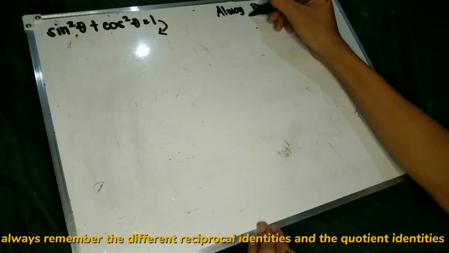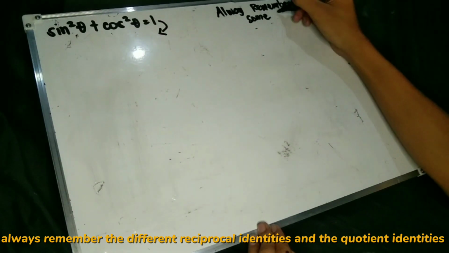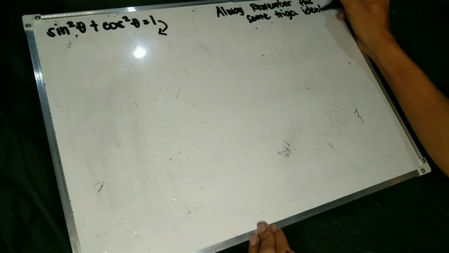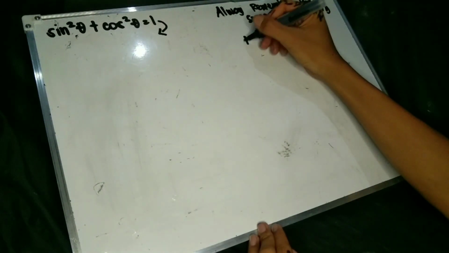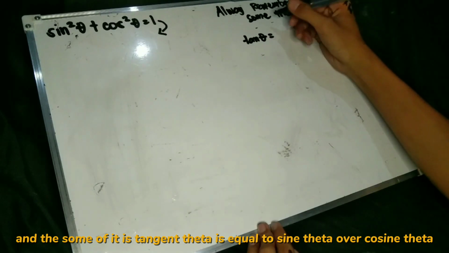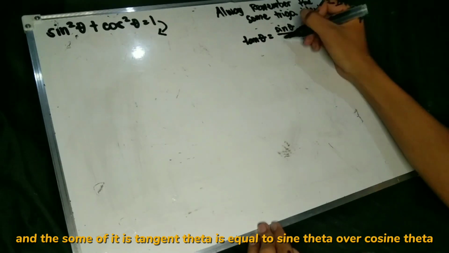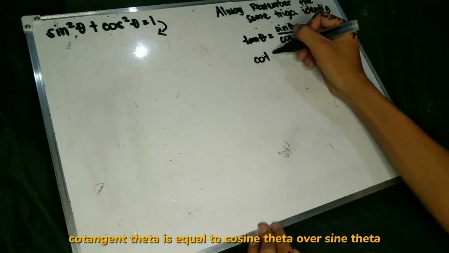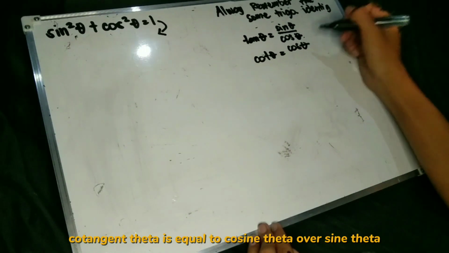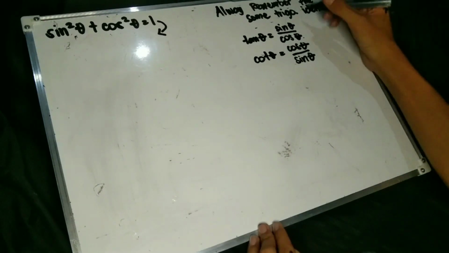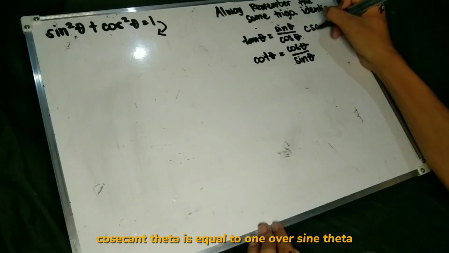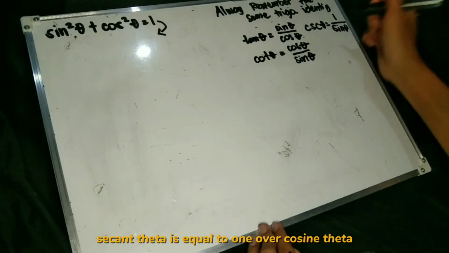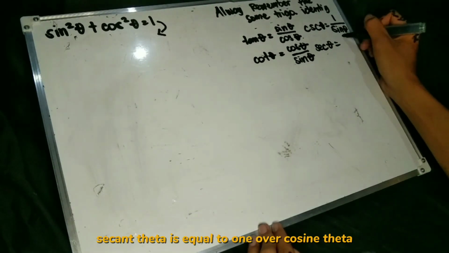Always remember the different reciprocal identities and the quotient identities. Tangent theta is equal to sin theta over cosine theta. Cotangent theta is equal to cosine theta over sin theta. Cosecant theta is equal to 1 over sin theta. Secant theta is equal to 1 over cosine theta.